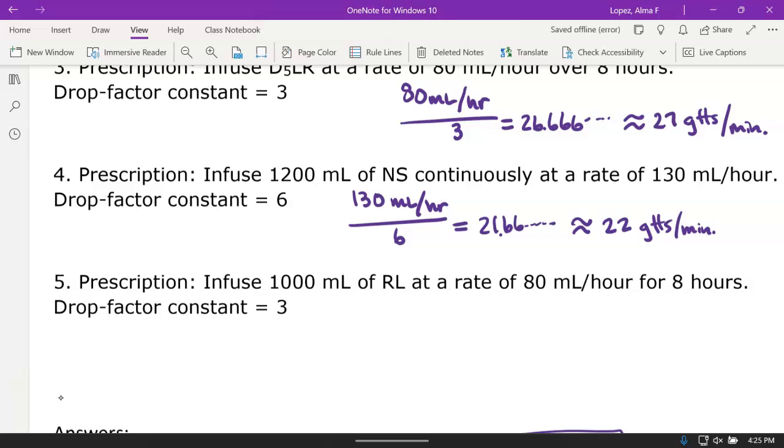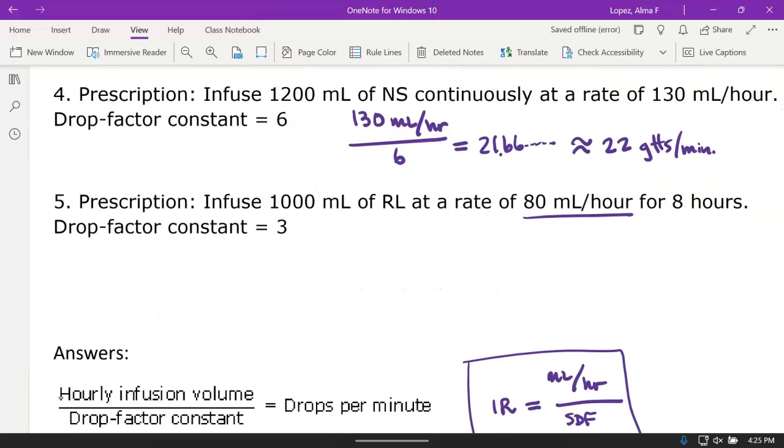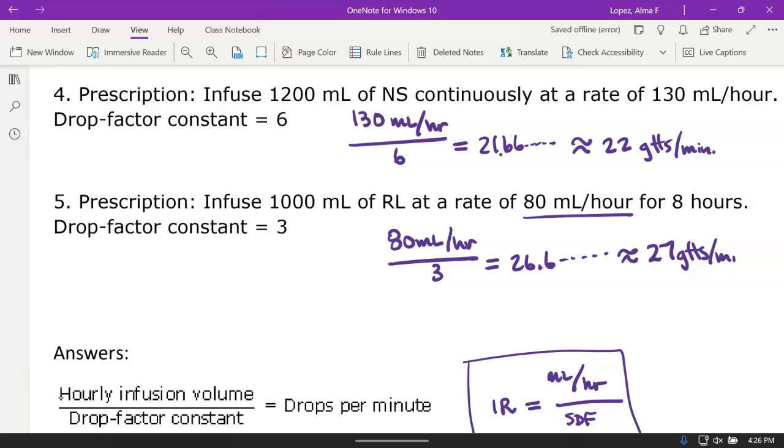And one more of this type. The prescription is to infuse 1,000 milliliters, but the rate of infusion is 80 milliliters per hour. And again, always build your units and it helps you find the answer. Divide by our standard drop factor. And this one also is 26.6 repeated. We saw that earlier, didn't we? So we'll round that one to 27 drops per minute.